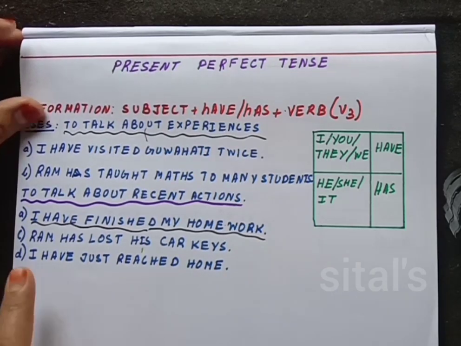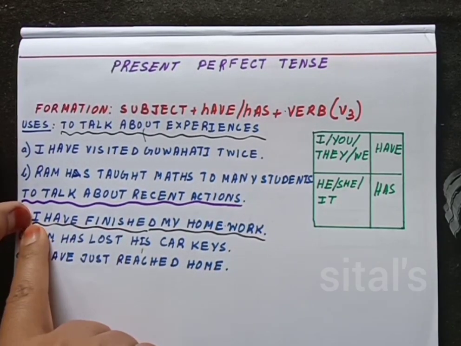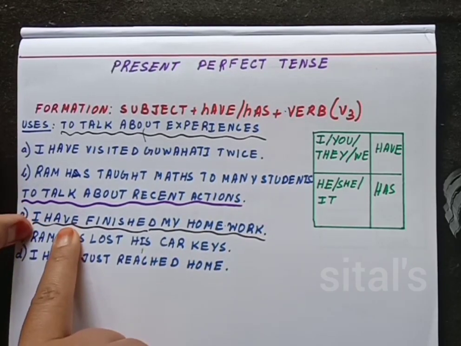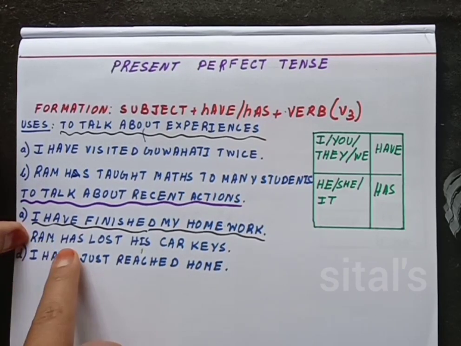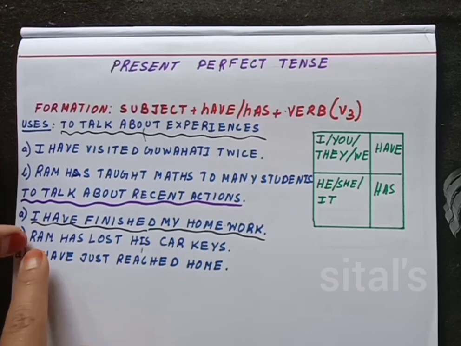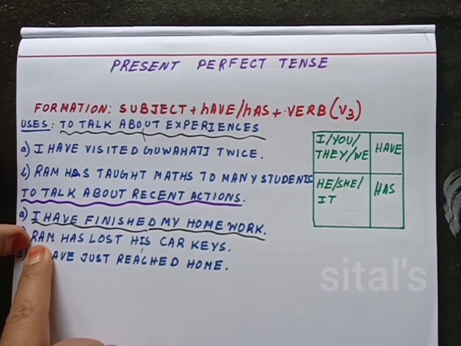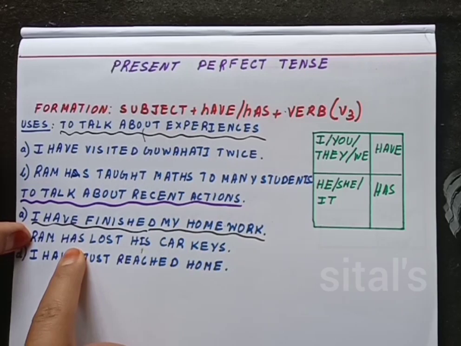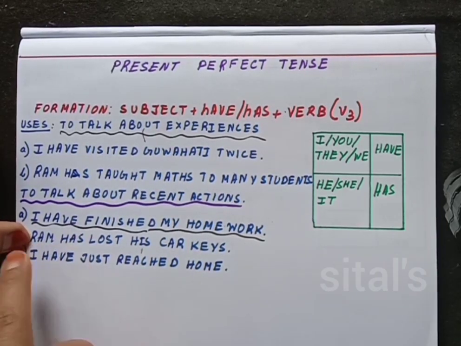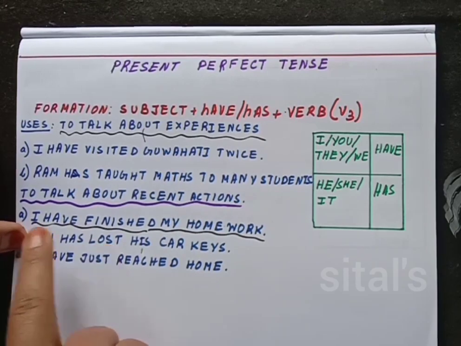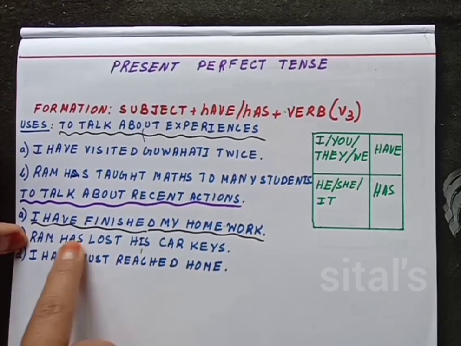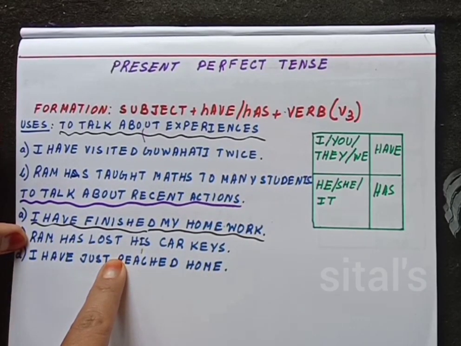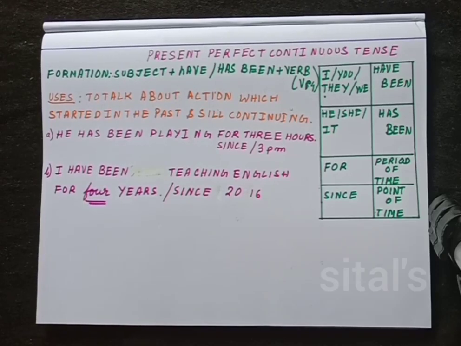Am I clear? So here you see, I have finished. So I, first person pronoun, so we have used have. Ram has lost. So singular noun, so we are using has. Am I clear? And instead of Ram, if we use they, this verb will turn into have. They have lost. Ram has lost. They have lost. We have lost. He has lost. She has lost. Am I clear with this? Easiest aspect of the present tense.